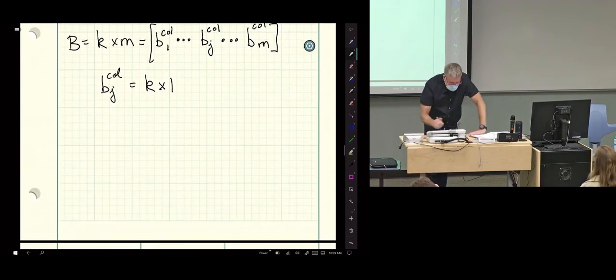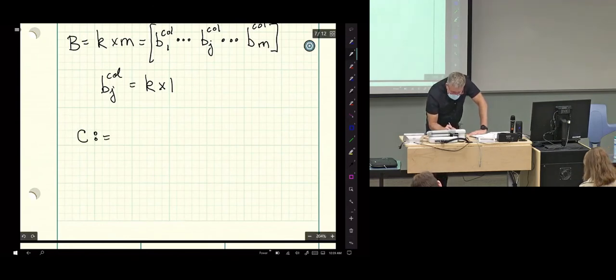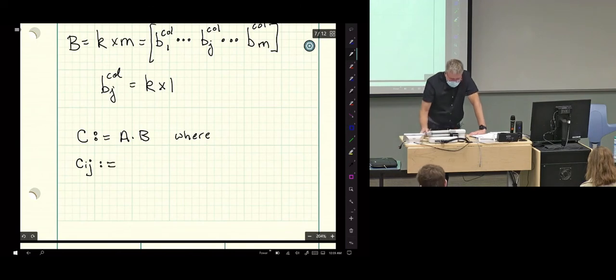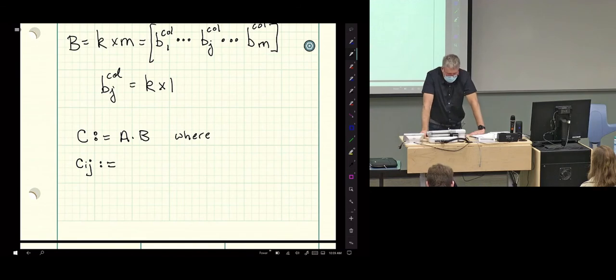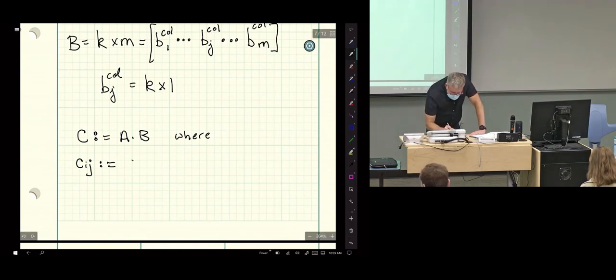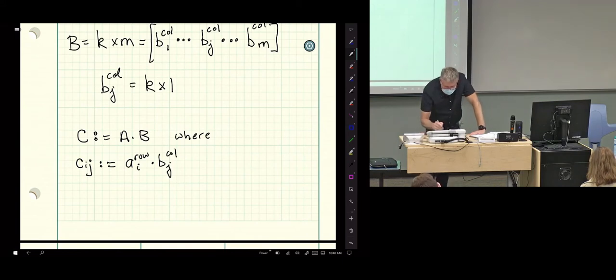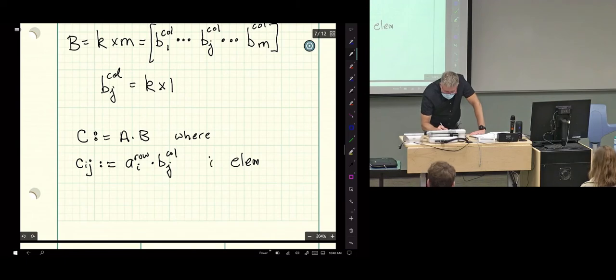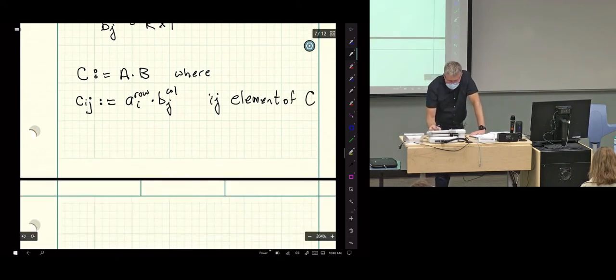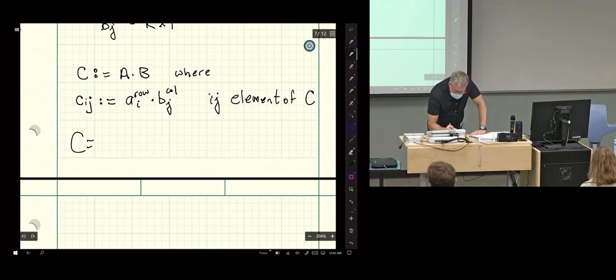Okay, so I'm going to define C by definition of A dot B, and I'm going to define for you the ij entry of C. So C is a matrix. I'm going to give you the entry on the ith row and the jth column. It is the ith row of A times the jth column of B. So this is the ij element of C. Okay, you don't need to copy this in your notes, but it'll be there, right?